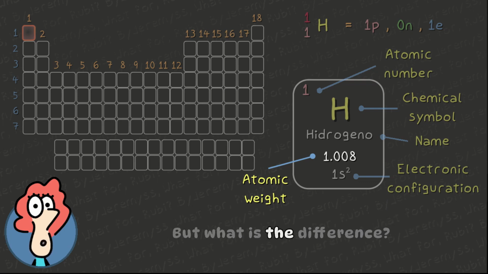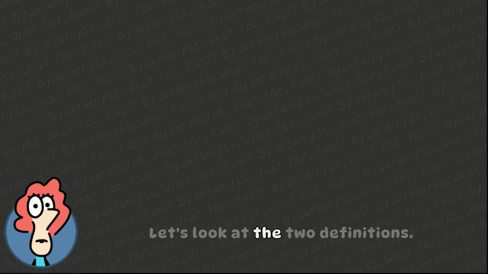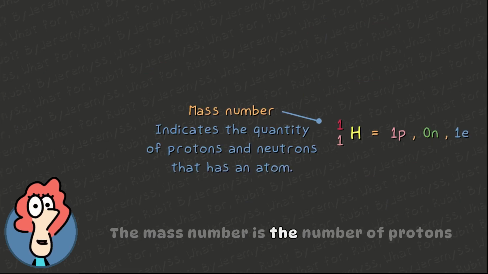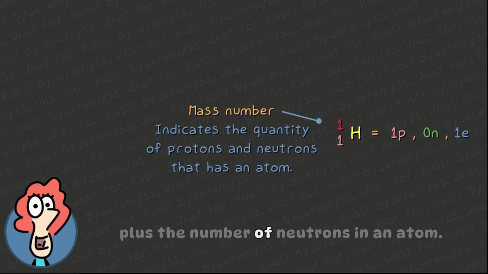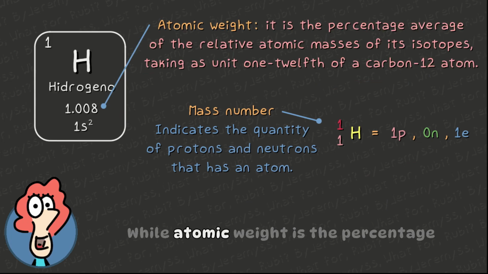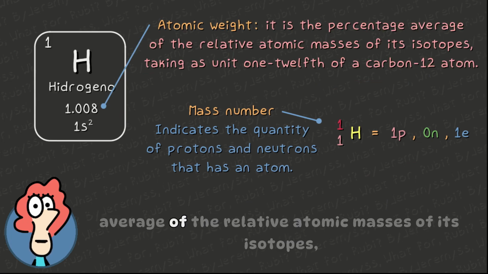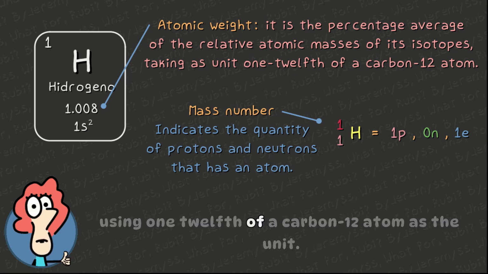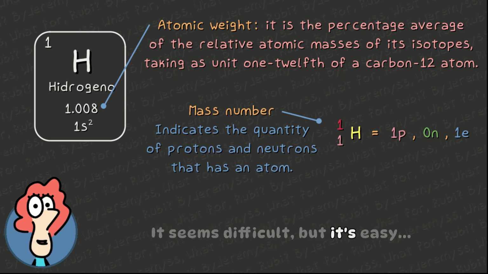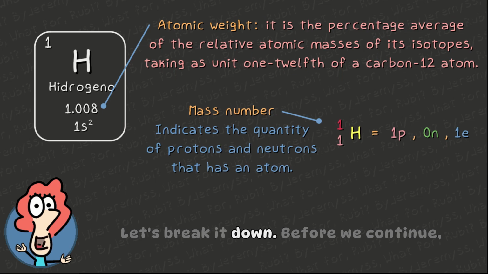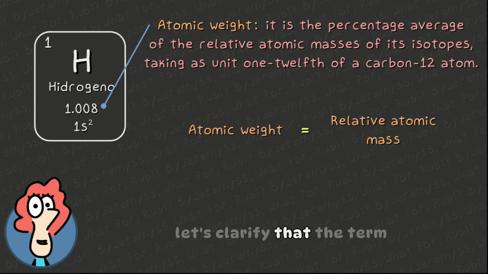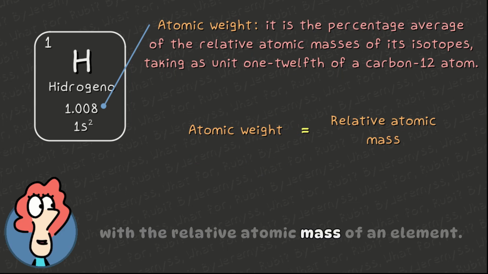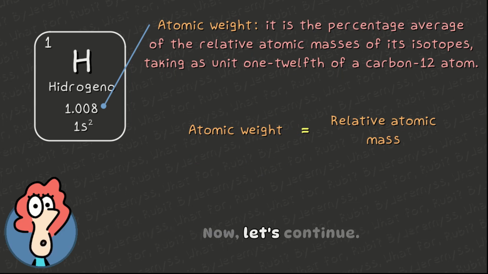But what is the difference? Let's look at the two definitions. The mass number is the number of protons plus the number of neutrons in an atom, while atomic weight is the percentage average of the relative atomic masses of its isotopes, using 1/12 of a carbon-12 atom as the unit. It seems difficult, but it's easy. Let's break it down. Before we continue, let's clarify that the term atomic weight is synonymous with the relative atomic mass of an element. Now, let's continue.